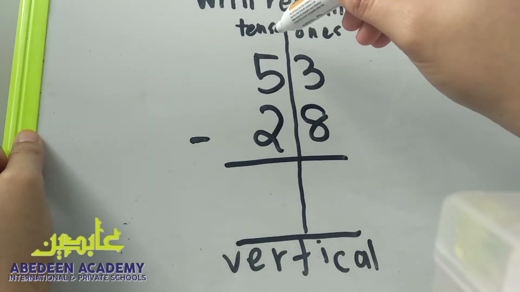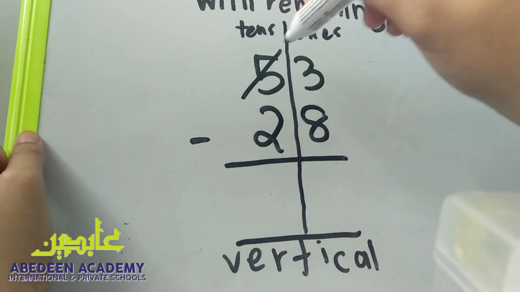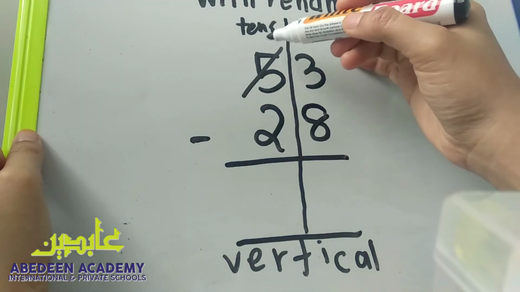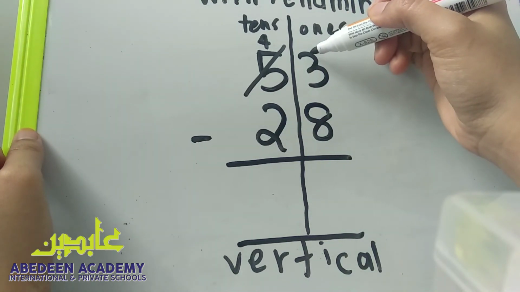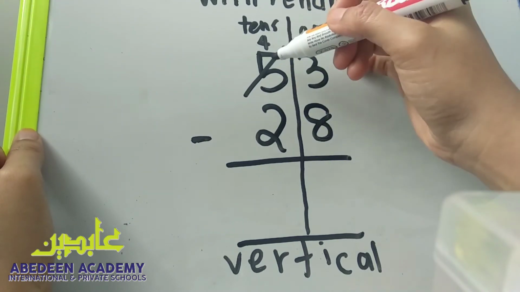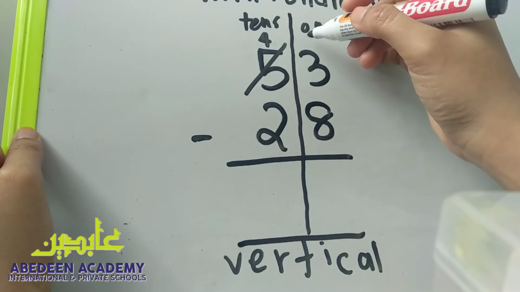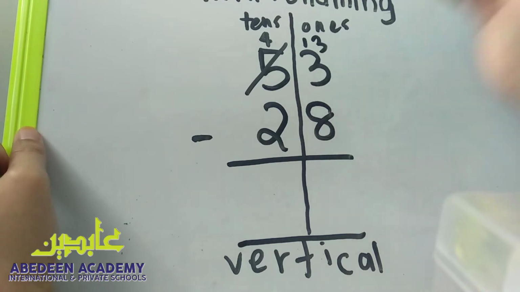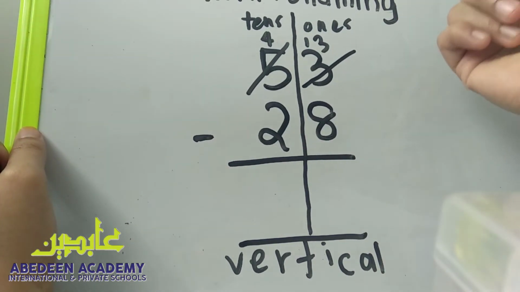You borrow 1/10 from 5. You take 10 from here. So 50 minus 10 equals 40. So this one becomes 4. This one, on the other hand, already has 10 over here. So you take this 10 and share it with 3. So 10 plus 3 is 13. It's not 3 anymore, it's 13. So now you can get a bigger number than 8.